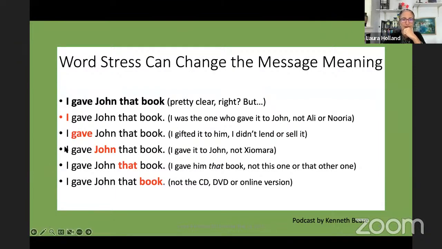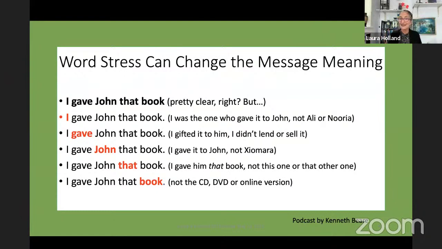I gave John that book. I gave it to John, not Xiomara. Or I gave John that book. I gave him that book, not this one or this one or that one. I gave him that book. Or I gave John that book. Not the CD, not the DVD, not the online version, not the CD-ROM.